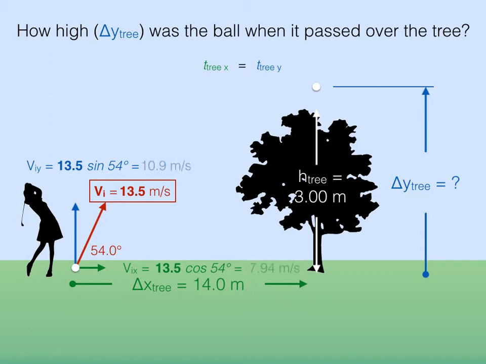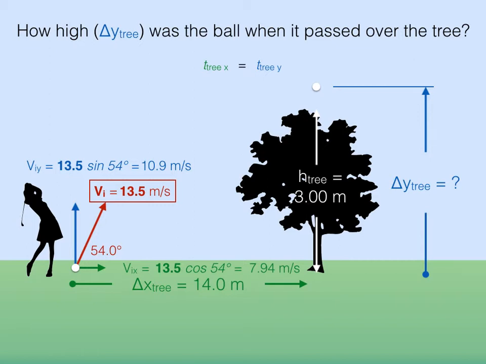Well, we had already solved for the initial velocity in the x direction. That was 7.94. But the y direction is going to be important now because we want to find out how high up vertically it has gone. So that initial velocity in the y is going to be 10.9 meters per second.